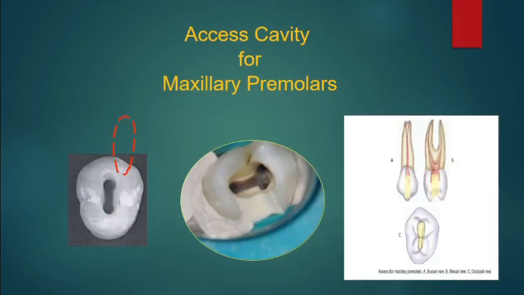We can see this in the middle photo because in these cases the premolar will have two buccal canals and one palatal canal.